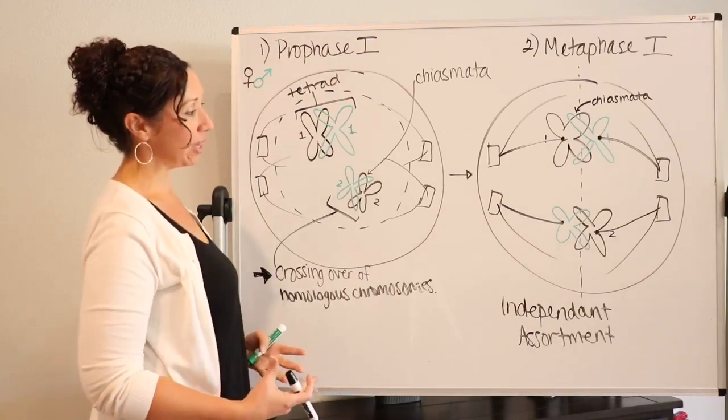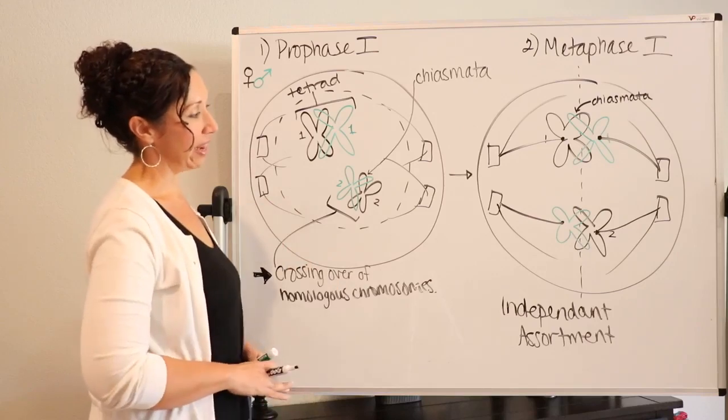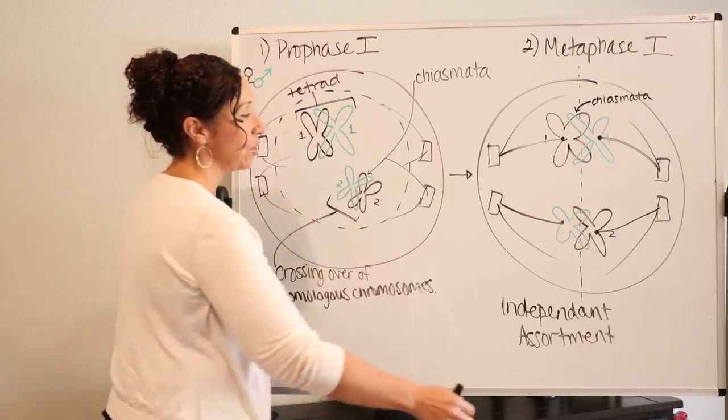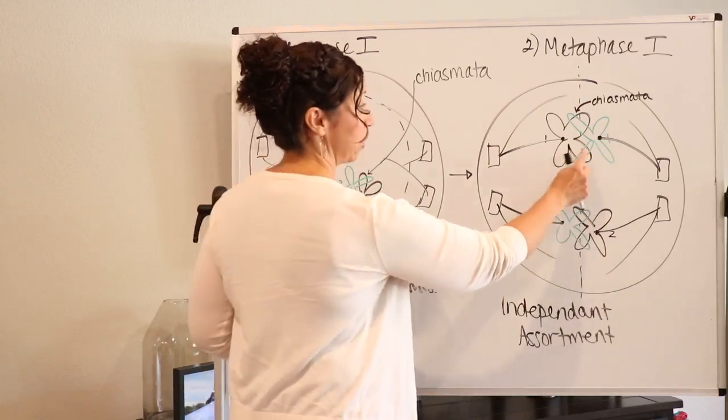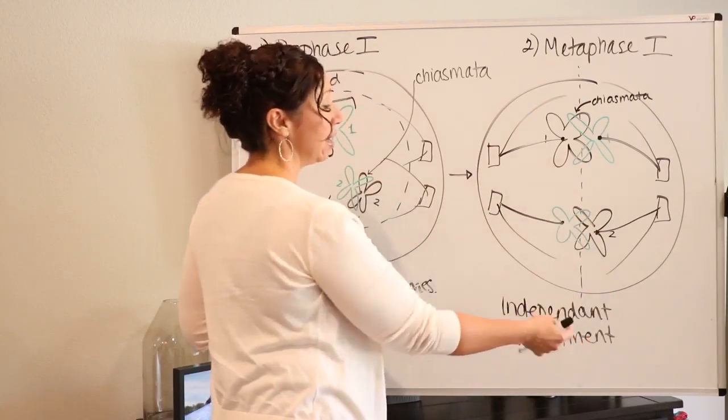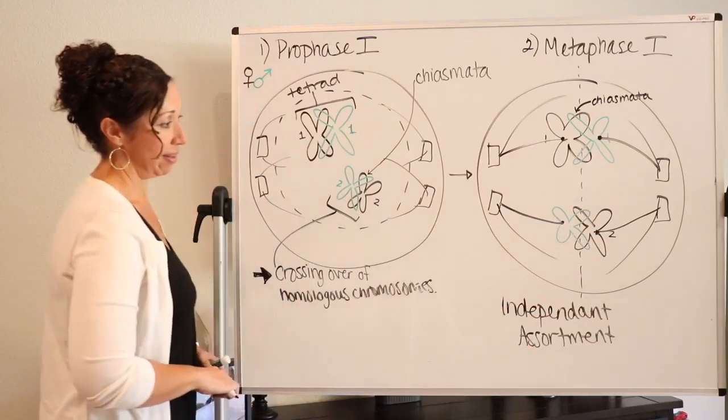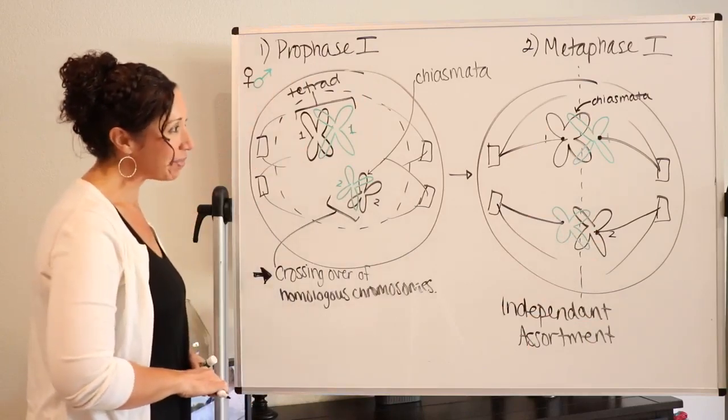So during metaphase 1, the tetrads now line up along the metaphase plate. So you would actually see 23 of these. And there's still 46 chromosomes because we have 1, 2, 3, 4 chromosomes, but we have 2 tetrads. Okay, so that's metaphase 1.